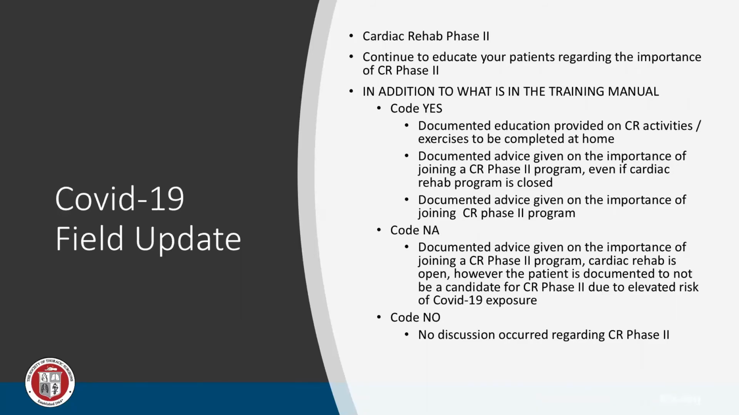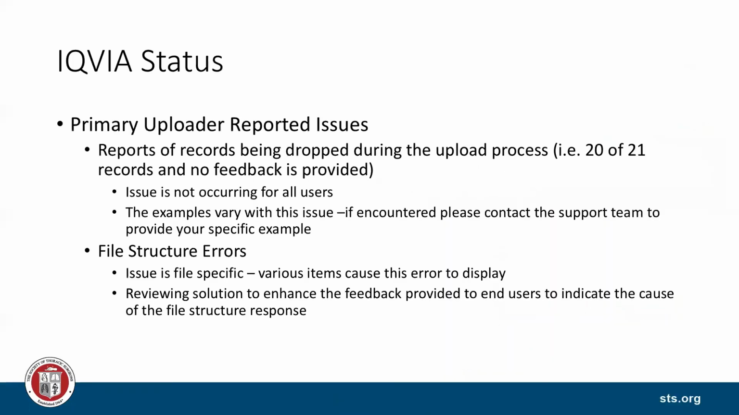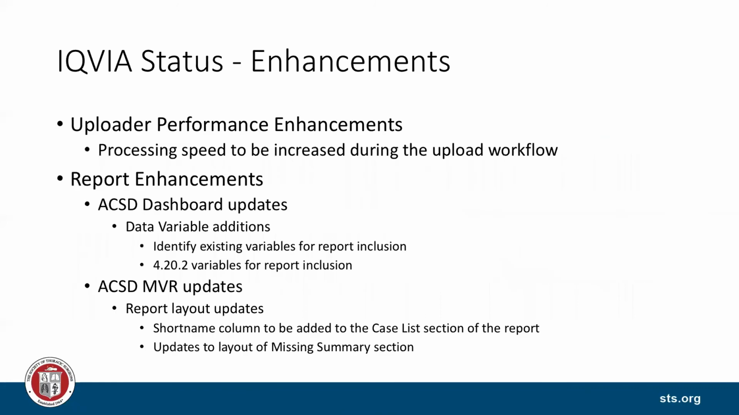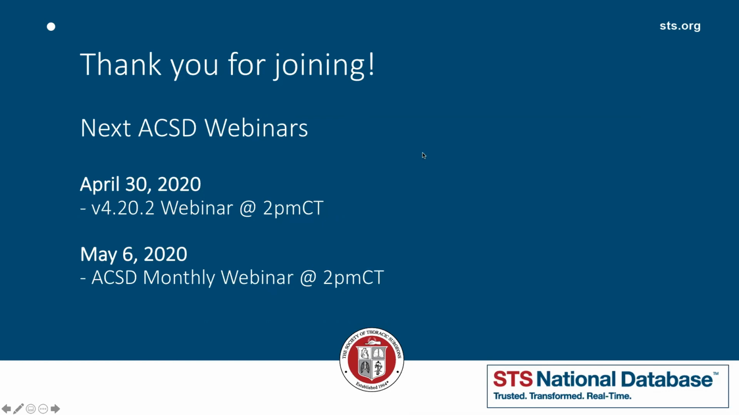What was the date of the May adult cardiac webinar? I know it's at 2 p.m., but I didn't catch the date. I'll put it back up on the screen. Let's see. May 6th is the next adult cardiac monthly webinar. That's at 2 p.m. April 30th is the version upgrade webinar.